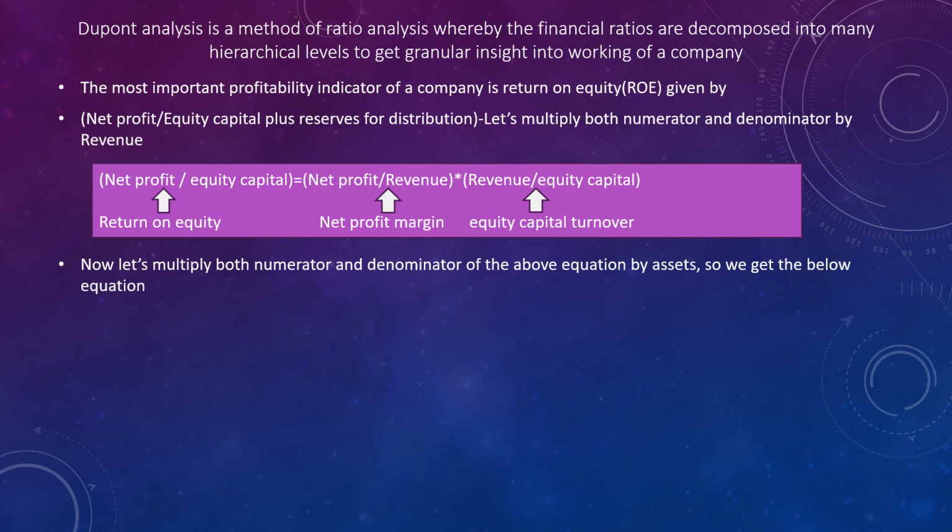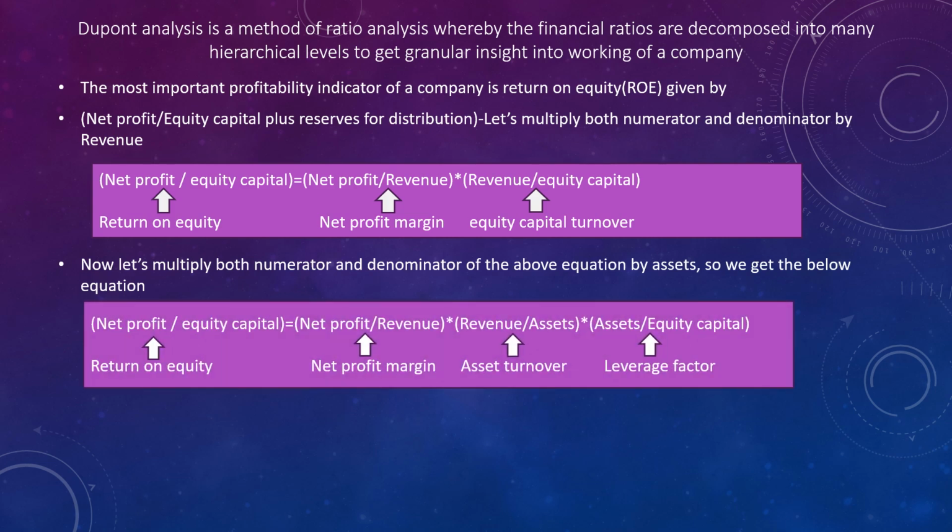Now let's multiply both numerator and denominator of the above equation by assets. So we get the following equation. Net profit by equity capital equals net profit by revenue into revenue by assets into assets by equity capital. That is, return on equity becomes equal to net profit margin, asset turnover, and the leverage factor.